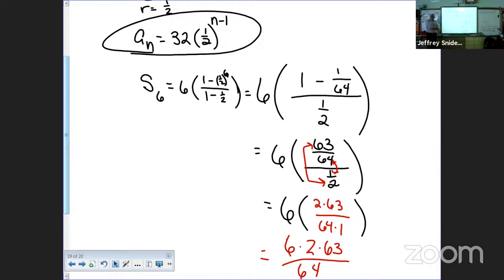What's wrong? Yeah, Ryan? I just flipped. You flipped it. 63 over 64 times 2. Well, that's the same as this. That gives you this. And then I got 63 over 32. Right, because I can take this 2 here and make it a 1 and add a 32. It would be the same thing. Is there anything else about this I don't like?